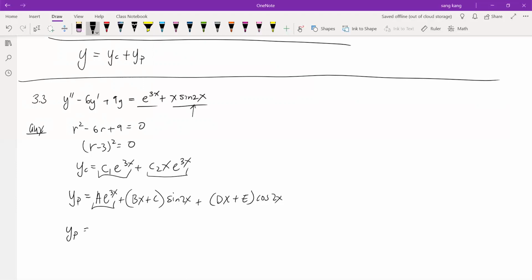So this will be a x squared e to the 3x. And then we can just keep these the same. You don't have to multiply anything to that. So bx plus c times sine of 2x, plus dx plus e times cosine of 2x. And of course, y is equal to yc plus yp.